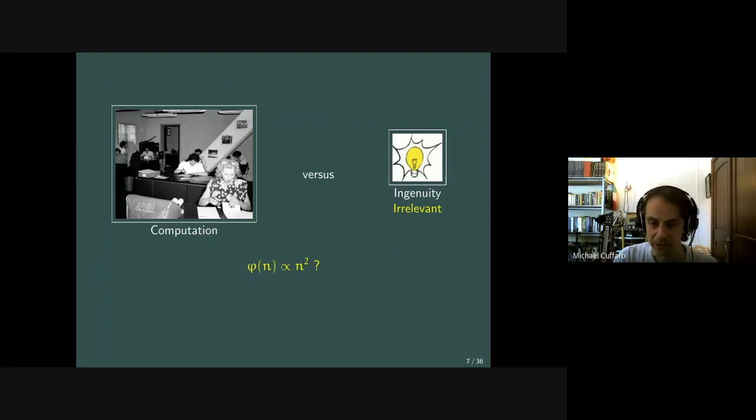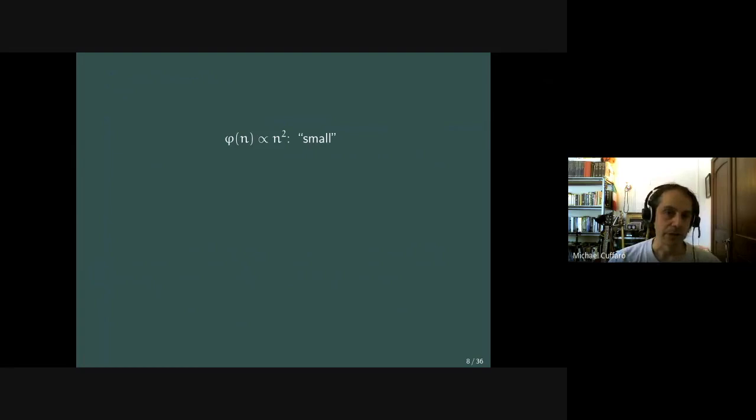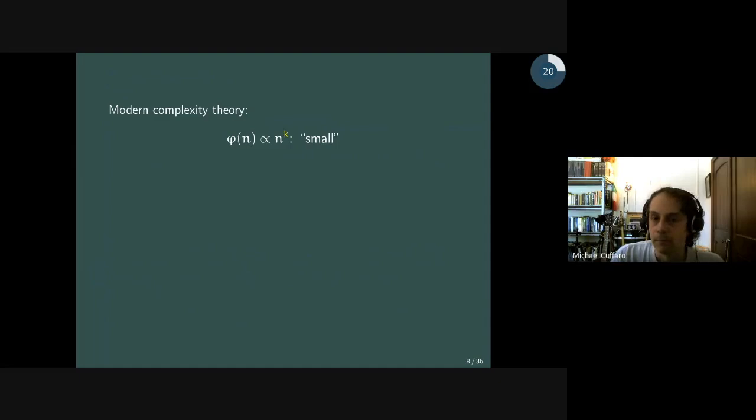Now, implicit in this is the idea that if phi of n is proportional to n squared, that's a small number of steps. Now, that's confirmed, in the sense that modern complexity theory agrees with that. And in fact, modern complexity theory makes a more general claim. In modern complexity theory, it's not just n squared, but any polynomial function is considered to be a small number of steps, right?